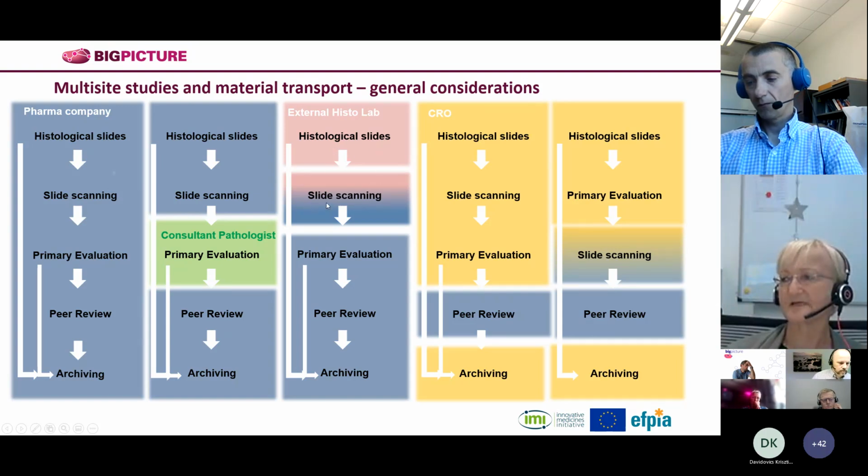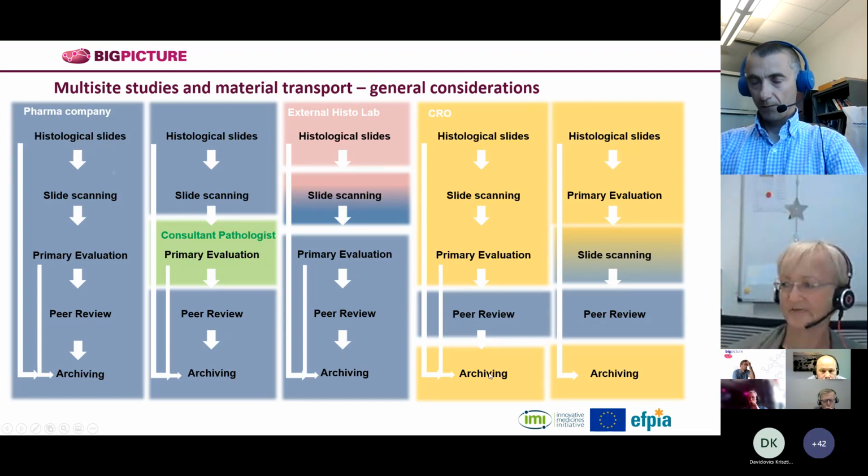They would scan the slides, or they would send the glass slides and they would be scanned back at the sponsor facility and then go to primary evaluation, peer review, and so forth. Or we can have a study performed at a contract research organization who would produce slides, scan them, ensure the primary pathology evaluation, but would then send the glass slides to the sponsor pathologist for peer review. And from there, they are sent back to the CRO for archiving.